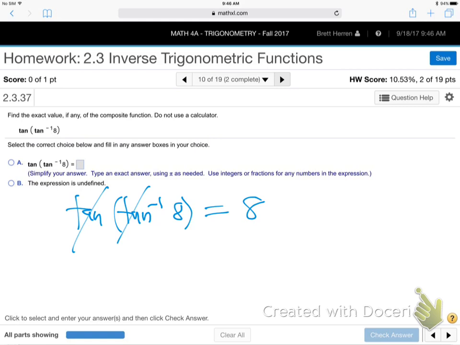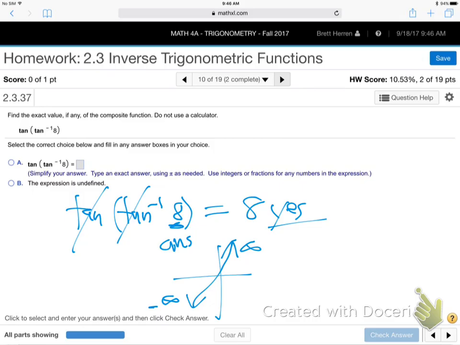What's the zone? What is 8 here? Is it an answer or is it an angle? Answer, because it's being put into an inverse trig function. So if it's an answer, what's the answer zone for tangent? As we just saw, negative infinity to positive infinity. So all 8's, yes. It's just 8. Good with all that?